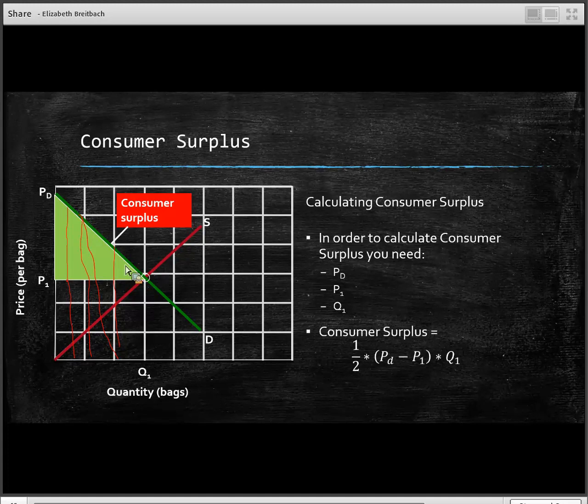We could change our price, and that as a result will change consumer surplus. But remember, we're just looking at the area below the demand curve, above the equilibrium price. Since we're calculating consumer surplus, we care about the demand curve. Forget about the supply curve at this point.